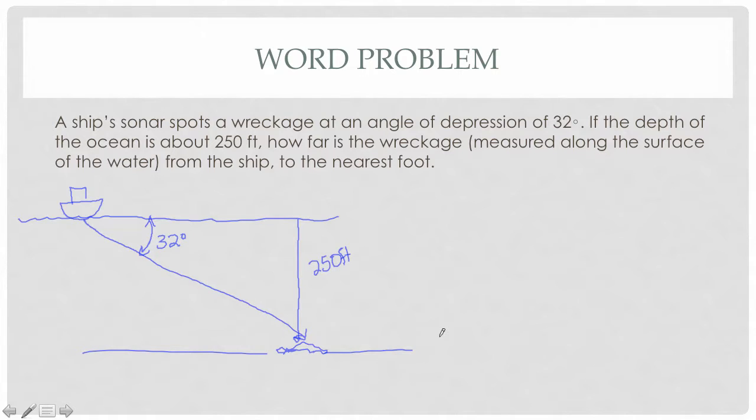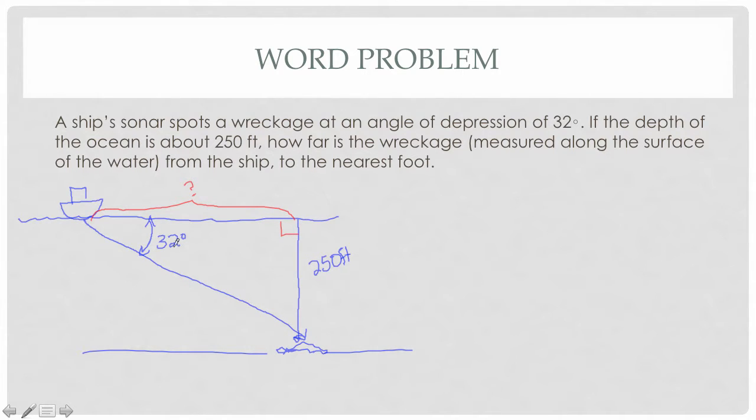So now, what are we asked to find? We're asked to find how far the wreckage is along the surface of the water. So we're asked to find what is this distance. Remember, the boat wants to stop right above it, and then the divers can hop down and explore. So that's where we're going. How much farther does it have to go before they are right on top of the wreckage? Well, let's think about it. There's my right triangle. There's my angle.